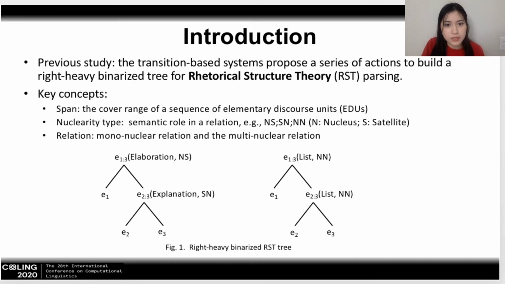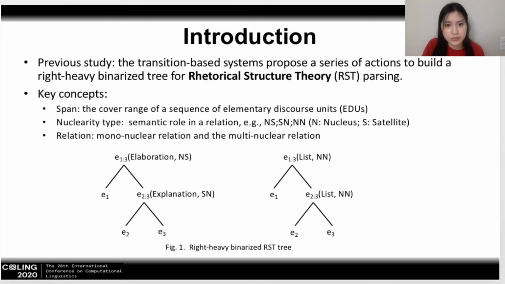The transition-based system in past studies proposed a series of actions to build a right-heavy binarized tree for RST parsing. Such a binary discourse tree is built over its smallest parsing unit, namely the elementary discourse unit (EDU), placed in the leaf nodes. The tree's non-terminal nodes bear the information of span, nuclearity, and relations. The span is the cover range of a sequence of EDUs, and the nuclearity is the semantic role in the relations, including NS, SN, and NN, where N represents nucleus and S represents satellite.